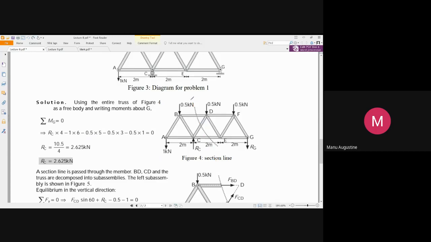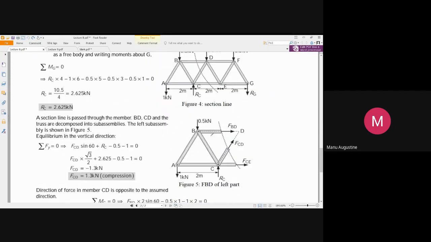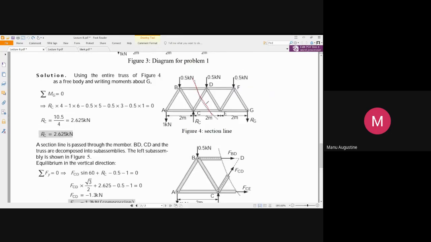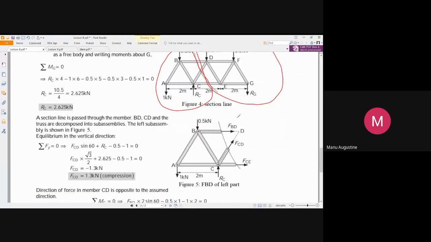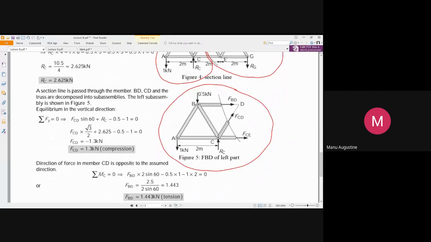Now, once the section has separated it, you will have two different free body diagrams. One diagram will be the left side of this section, and one diagram will be the right side of this section. And again, you are permitted to solve the problem of finding BD and CD. By using any one of these, you can use the left part or the right part. Any one of them is good enough. So we are going to solve the problem by taking up the left part.